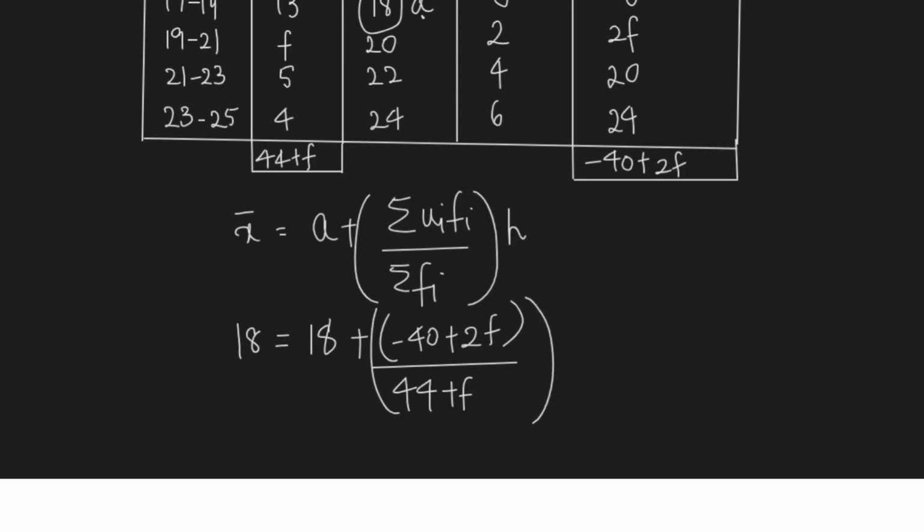So what is h? H is the length of the class interval. So it is 23 to 25. You can find h by just subtracting this. 25 minus 23 will give you 2. So the value of h is 2. So you multiply that with 2.